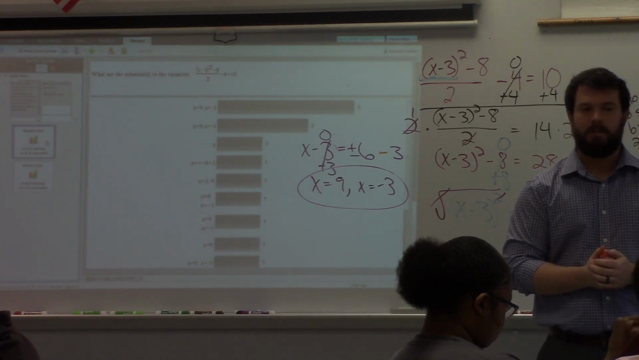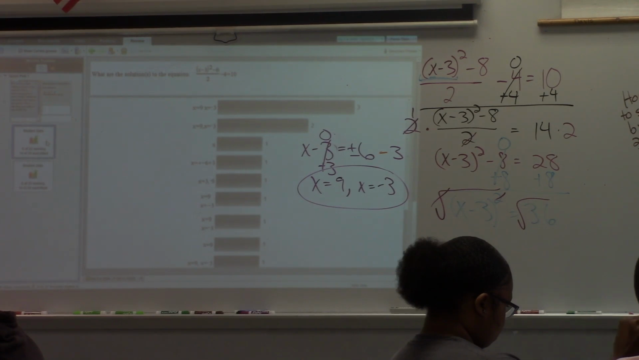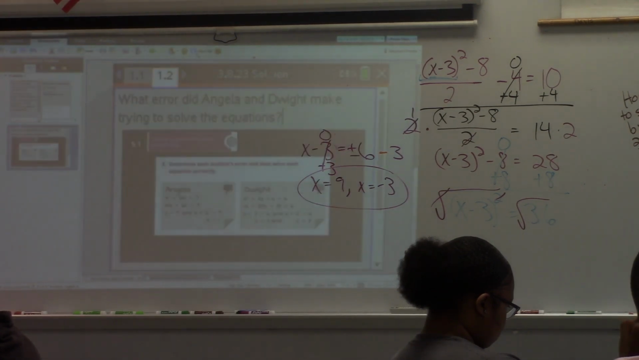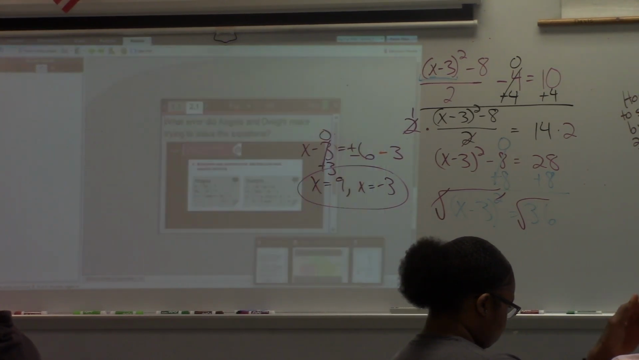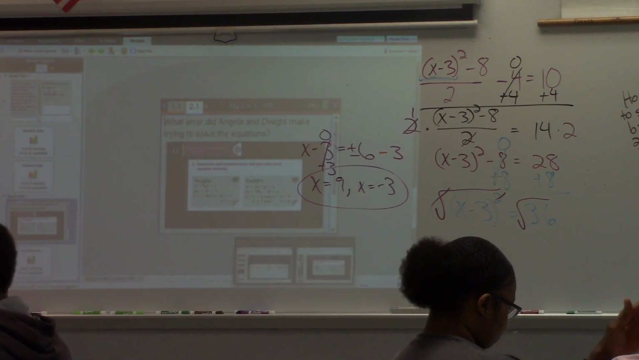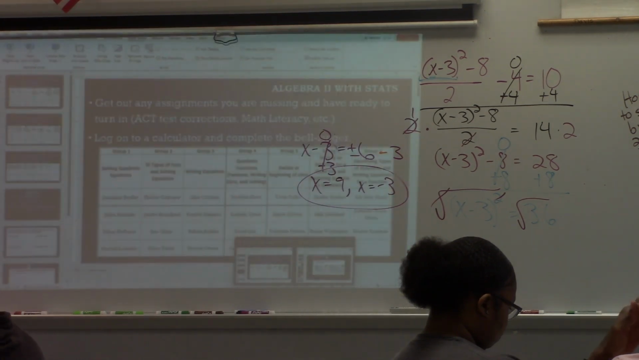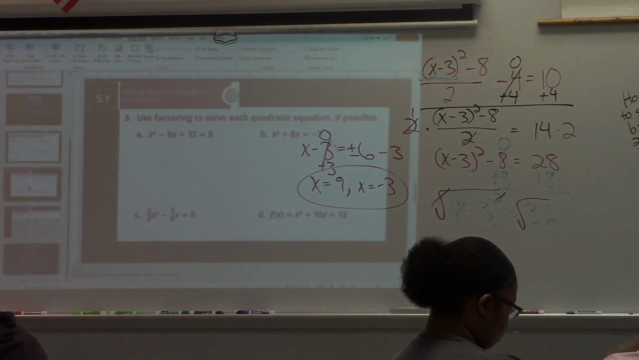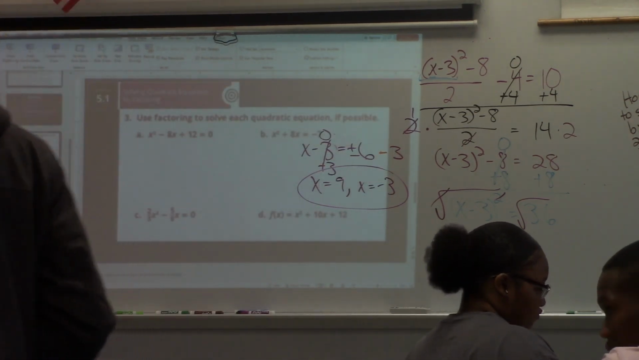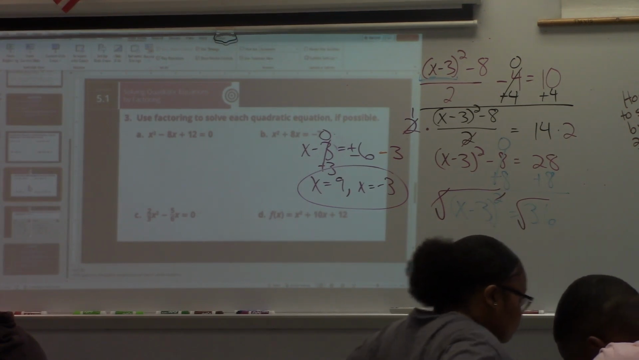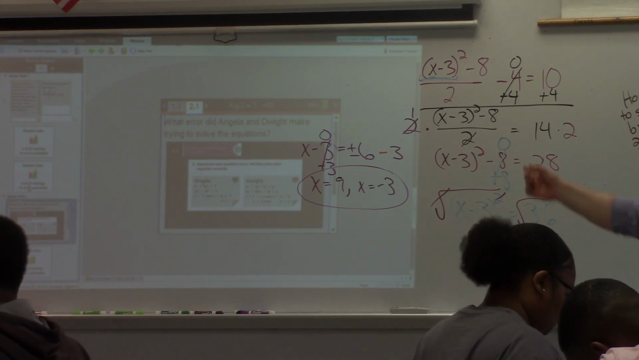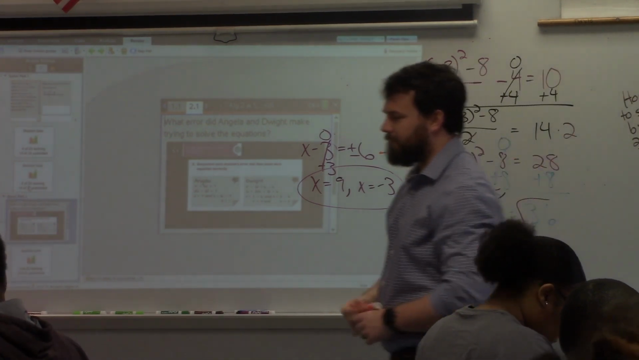Okay? All right. I have one more quick bell ringer. This won't take nearly as long. It is 1.2. This is actually out of your textbook on page, I don't know what page. I'm pulling it up. Just kidding. Page 81, I believe is what it's on. So if you go to page 81, you will get this information about Angela and Dwight.